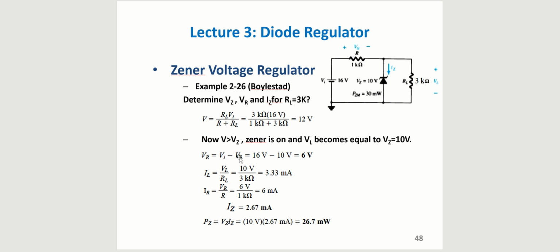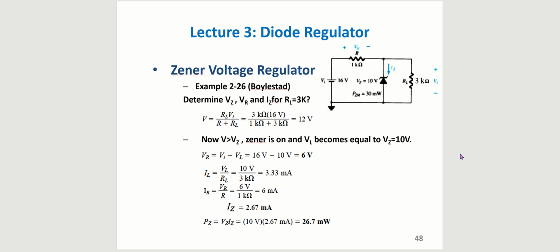VR is equal to Vi minus VL, which is 16 minus 10. So V resistor is equal to the total voltage subtracting the voltage across the diode, which would now result in 6 volts. So I load will be calculated easily because we have V load and R load. Now this would result in 10 volts divided by 3 kilo ohms, which will be equal to 3.33 milliamperes.